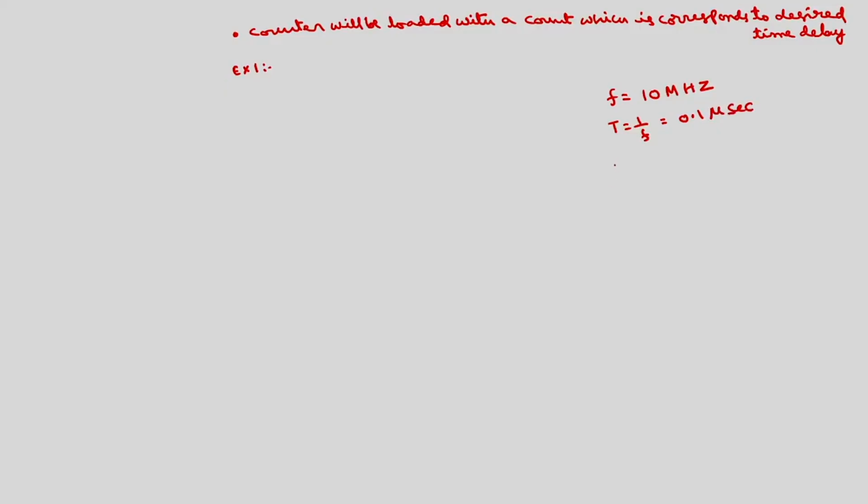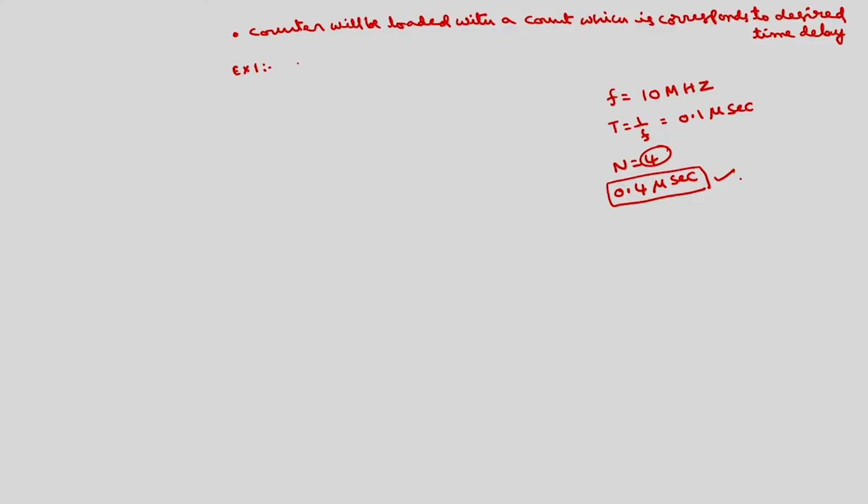So, if you want to load the count with n equal to 4, for every 0.4 microseconds this microprocessor will be interrupted. Okay. So, this depends upon the time that is required. If I want some other time, accordingly you have to choose this n value. Okay.